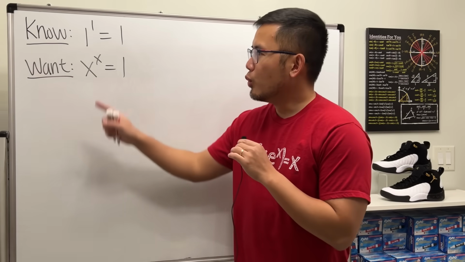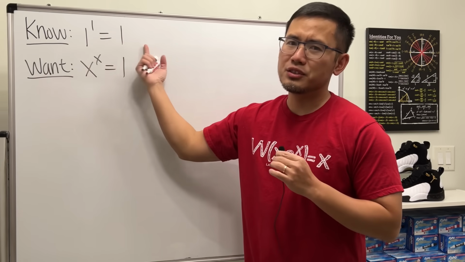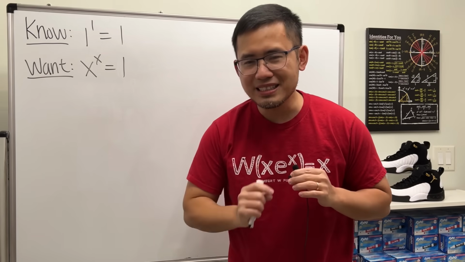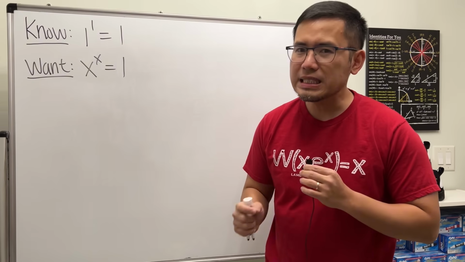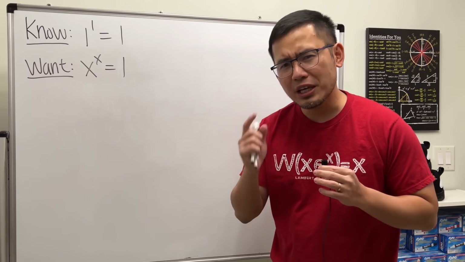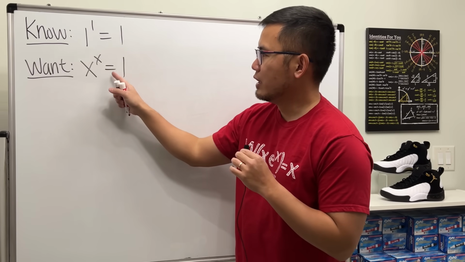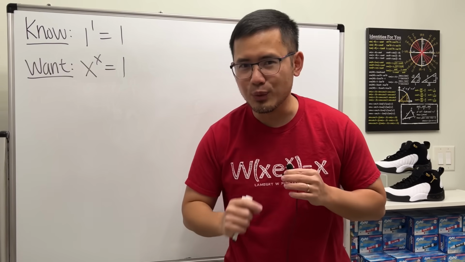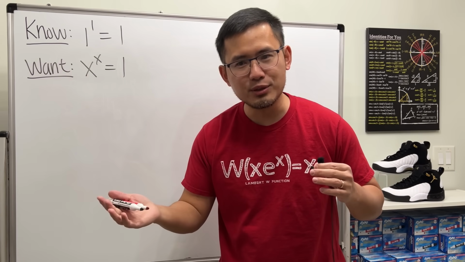Okay, as we all know, when we have 1 to the first power, that is just equal to 1. But have you ever thought about, is it possible for us to have some other x values so that x to the x power is equal to 1? I know what some of you guys are thinking, why not try 0, right?